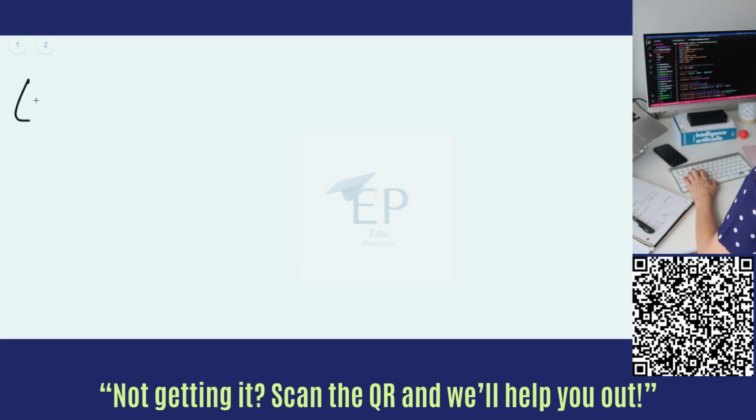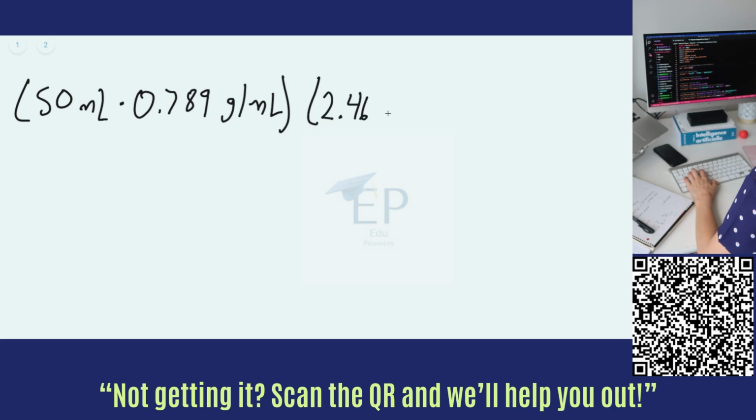And so now that we have that, we can plug in those values. And so for the mass of ethanol, we have 50 milliliters, and we can multiply that by the density, 0.789 grams per milliliter, and that'll give us our mass in grams. We multiply by the specific heat, 2.46 joules per gram degrees Celsius, and then the change in temperature, which will be our final temperature, which is unknown, minus our 7.0 degrees Celsius.